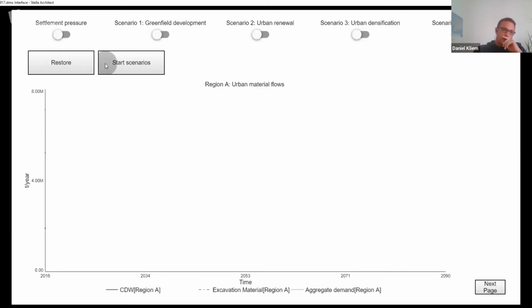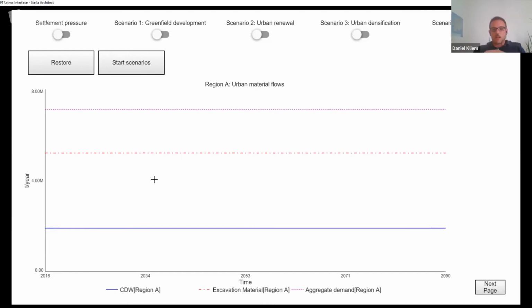So if I run my model, so far nothing happens, right? We see here on top the aggregate demand for the region. We see here the excavation material that is leaving the building stock and has to be disposed of in the region, and we see the construction and demolition waste. And now I have different policy mechanisms. So we have different scenarios.